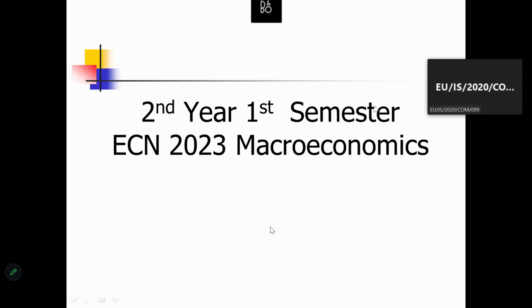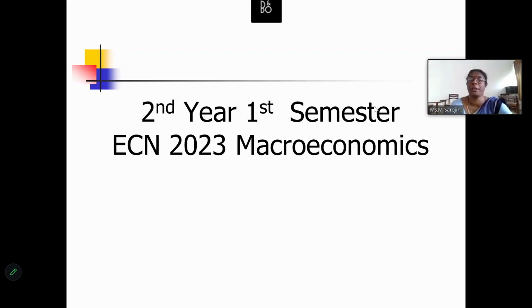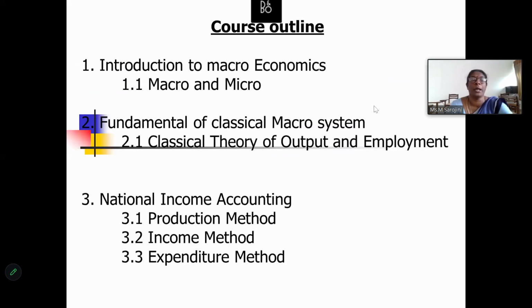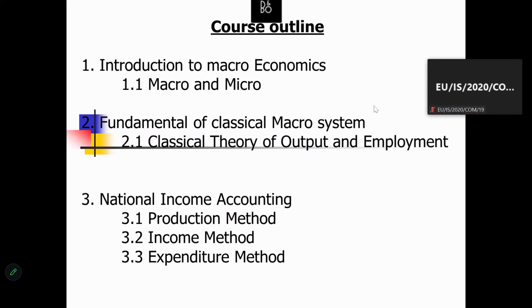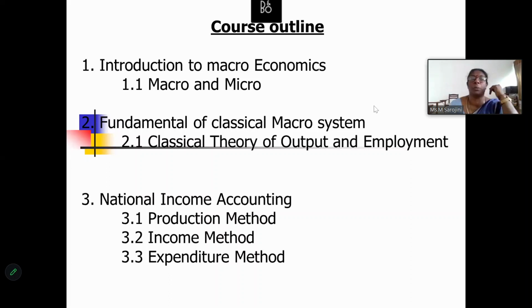For the next 45 hours, this is a 3 credit subject, 45 hours. We have to learn about the introduction to macroeconomics. Under this introduction to macroeconomics, we have to clarify macro and micro. I think in your first semester you learned microeconomics. We just introduce microeconomics here, and then we will move to macroeconomics.